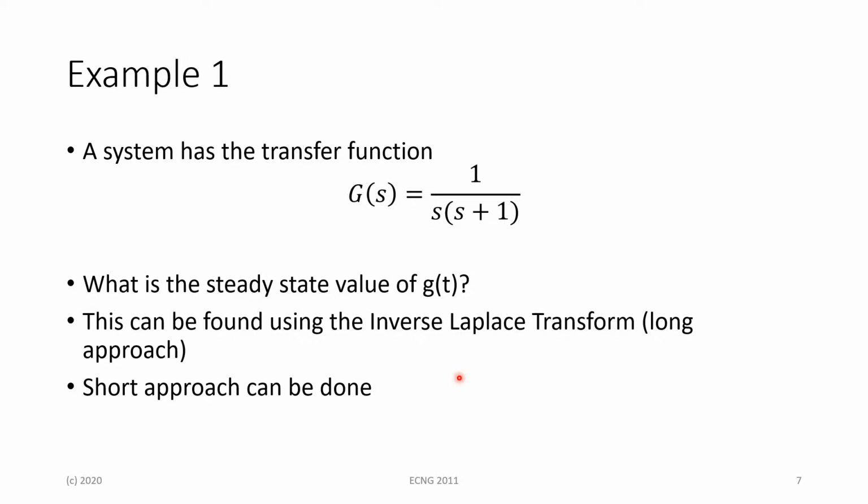So, because we observed this with respect to time, let's actually observe this with respect to the Laplace transform instead. Let's say we had some system transfer function here, G of s is equal to 1 divided by s, all multiplied by s plus 1. And the question is asking that we need to find the steady state value of g of t. We want to be using the Laplace transform instead of going back into the time domain to evaluate this.